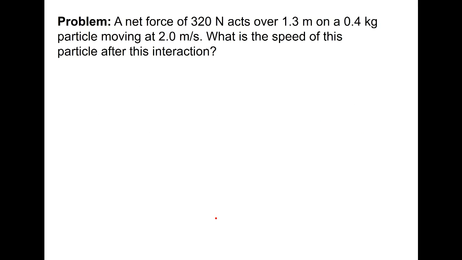Okay, so as an example, a net force of 320 newtons acts over 1.3 meters on a 0.4 kilogram particle moving at 2 meters per second. What's the speed of the particle after this interaction? We start with the work-energy theorem. The net work is equal to the change in kinetic energy. And we realize that change in kinetic is equal to K final minus K initial.